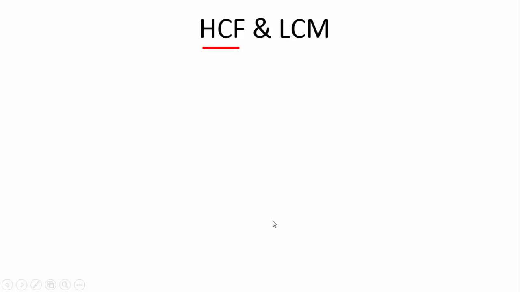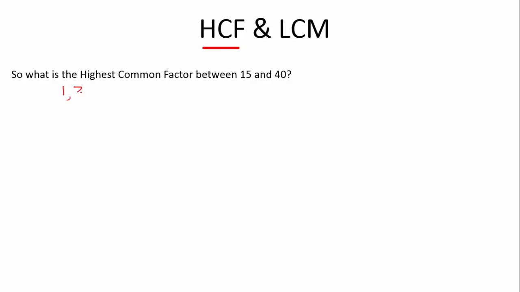Okay, let's do some examples of highest common factor. What is the highest common factor between 15 and 40? So like we just did, the factors of 15 are 1, it is not 2, it is 3, it is 5, and it is 15. Okay, so those are factors of 15.